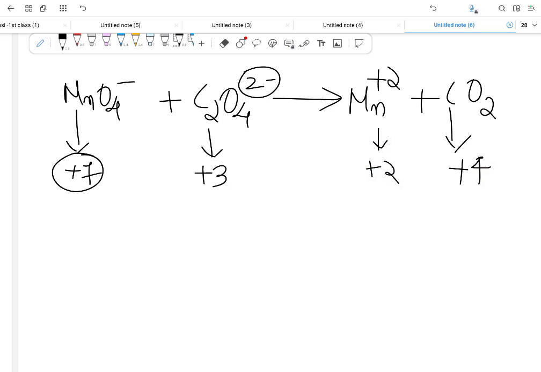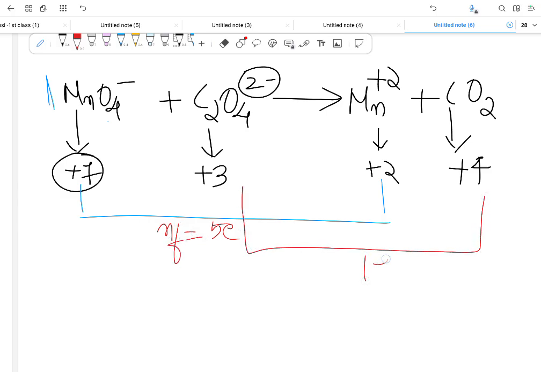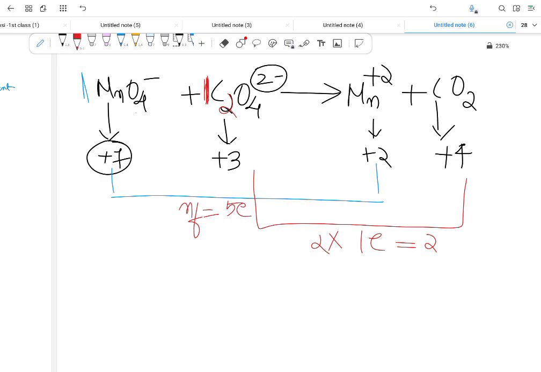So we have to find the n factor in this case. N factor means, in a redox reaction, how many electrons are exchanged per 1 mole. Here plus 7 to plus 2, a 5 electron change, so the n factor is 5. Here plus 3 to plus 4, a 1 electron change, but per 1 mole, 2 carbons are changing, so 2 into 1 equals 2. The n factor of C2O4 2 minus is 2 and of MnO4 minus is 5.